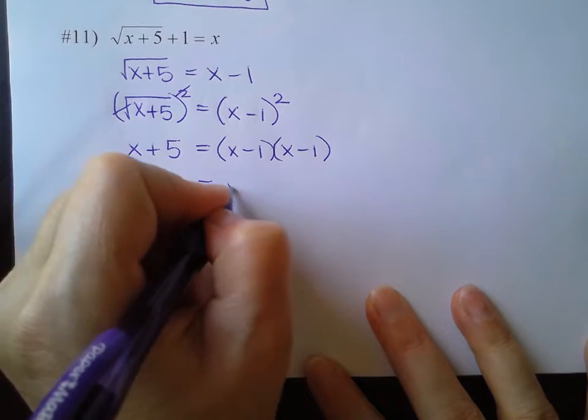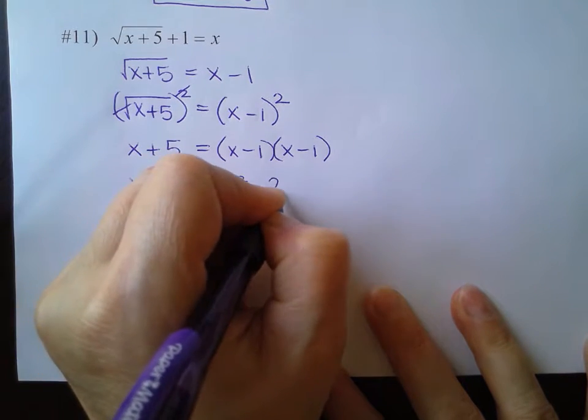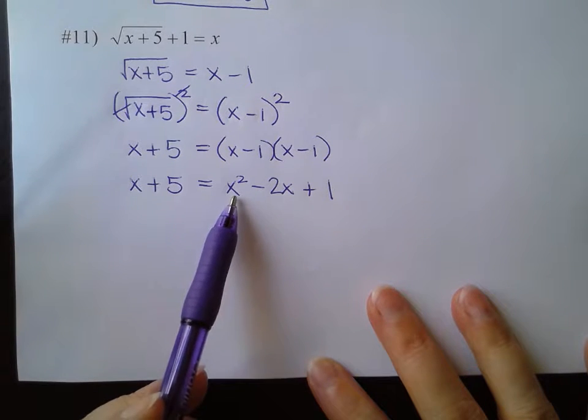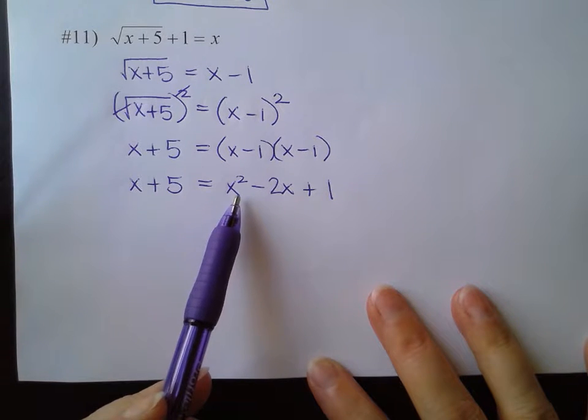So if I FOIL these together, I should get x squared minus 2x plus 1. Now that the radical is removed and I've expanded everything, I want to take stock of what I have and think of a strategy that will work from here. Because I have an x squared, I can't just move things around to get x by itself. I actually need to use a strategy that will help me solve with an x squared. So factoring, the quadratic formula, or completing the square, any of those things would work.